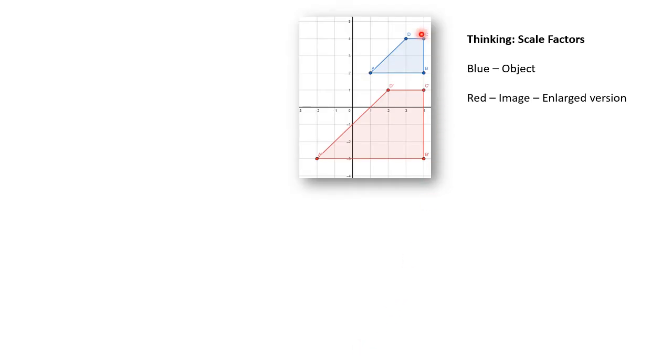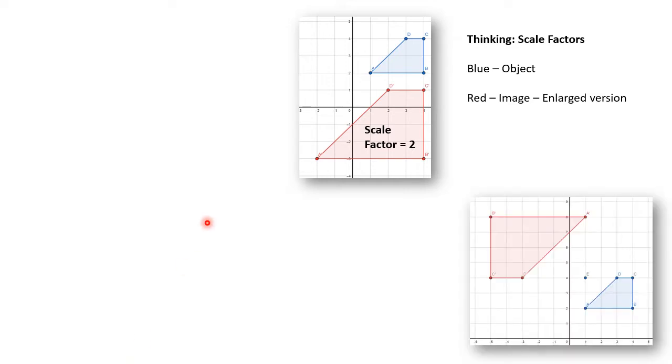So remember, the blue is the original shape or the object, and the red is the image, so when it's been enlarged. And you can see in this shape, if I look between C and D, it was 1 unit and it's now 2 units. If I look vertically, it was 2 units, it's now 4 units. So I can see I've got a scale factor of 2. Everything has remained in proportion. These are similar shapes. All the sides are in the same ratio. So they've all been doubled.